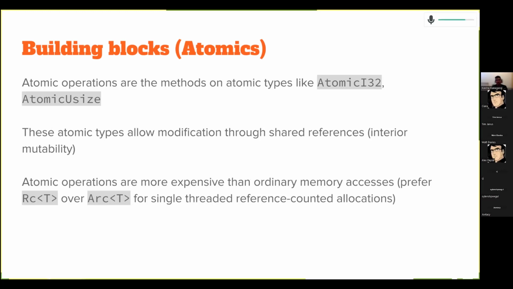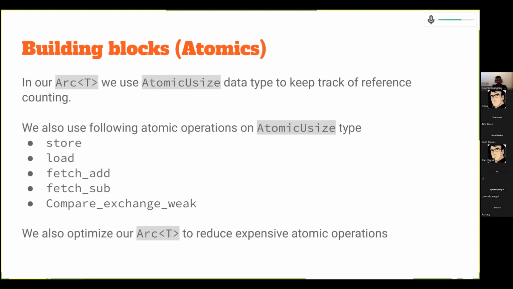Also, one thing worth noting here is that there is AtomicUsize and there is the normal usize. Whatever memory operation you do on AtomicUsize is relatively expensive compared to the normal usize. And why does this matter? Because when building our Arc, we use AtomicUsize, multiple atomic data types. And at the end, we optimize to reduce the number of atomic operations we make because it's expensive overall.